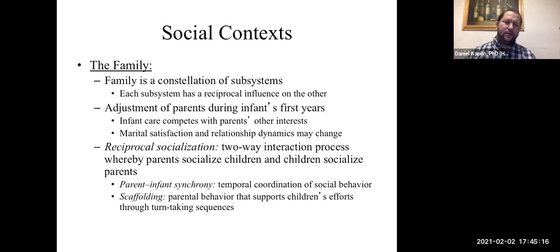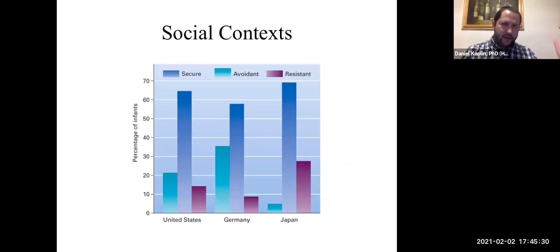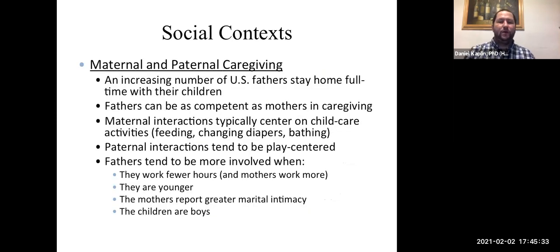Now, we also need to understand that there's a reciprocal socialization where the parents socialize the child, but the child socializes the parents back based on their behavior, and parents serve as scaffolding and guiding. So here, again, that's another graph. Now, maternal and paternal caregiving, we see an increase in the number of fathers who are stay-at-home parents. Mom is going to work, dad's staying home with the kids, or one dad's going to work and the other dad's staying home. And what we find through research is fathers can be just as competent as mothers in caregiving.